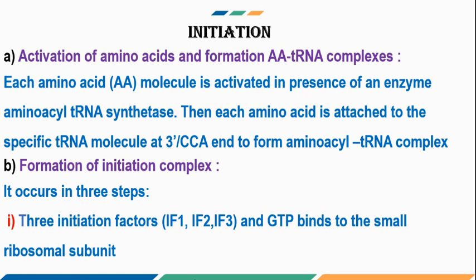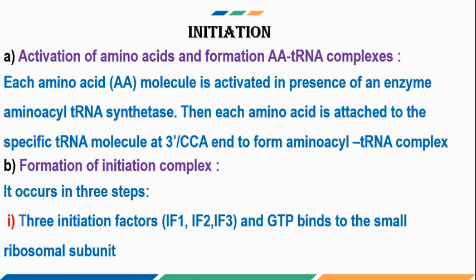Each amino acid is activated in the presence of the enzyme amino acyl tRNA synthetase. Then each amino acid is attached to a specific tRNA molecule at the 3' CCA end to form the amino acid tRNA complex. Once the tRNA complex is formed, the next step is the formation of the initiation complex. It takes place in three stages.